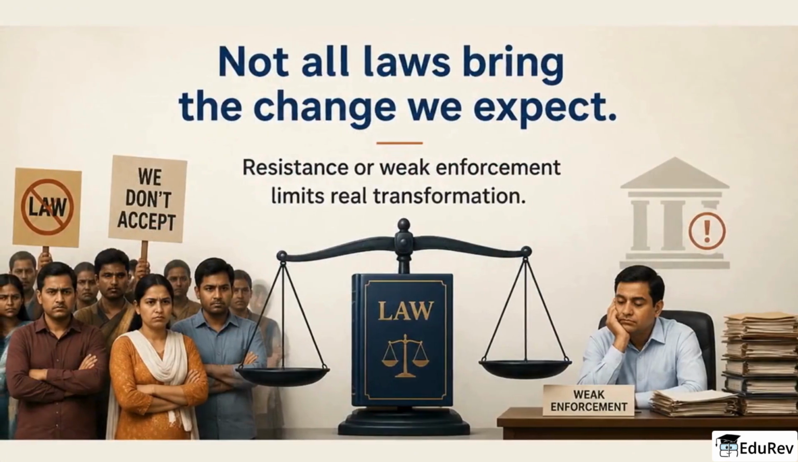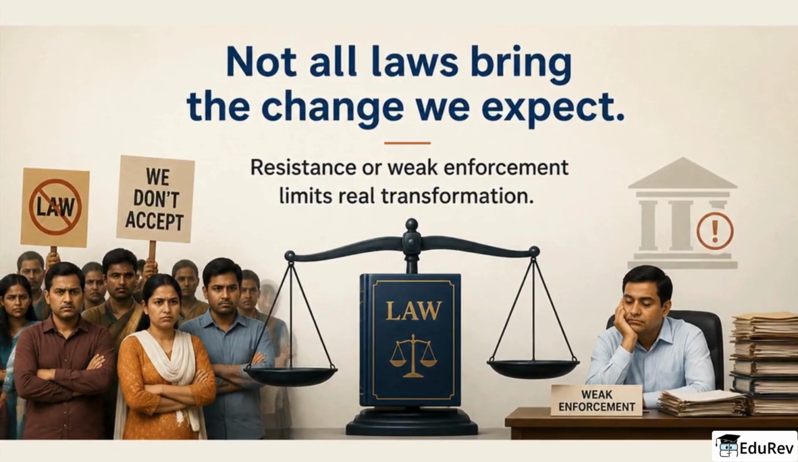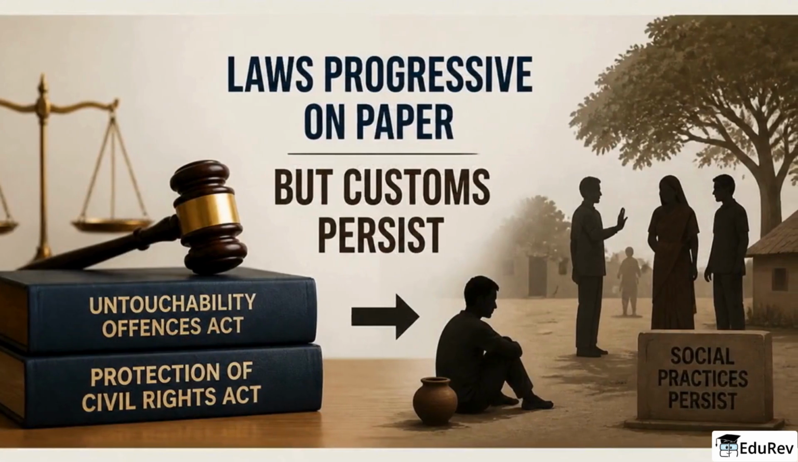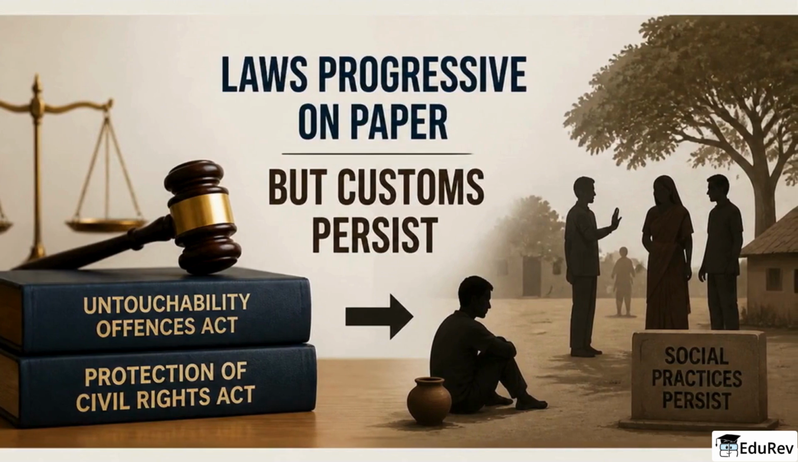But not all laws produce the intended change. Some face deep resistance or weak enforcement and therefore fail to transform private beliefs. The Untouchability Offences Act and later the Protection of Civil Rights Act were progressive on paper. Yet customary practices persisted in many areas because social internalization lagged.